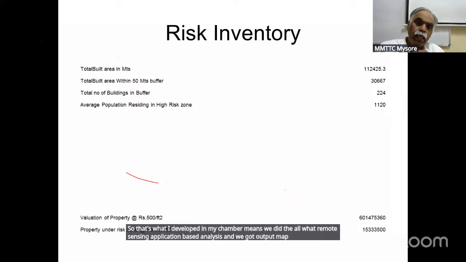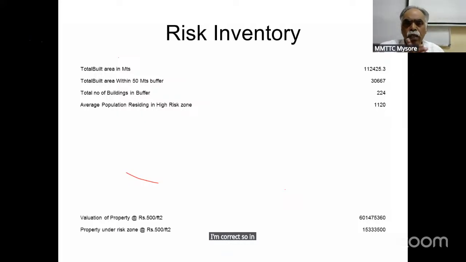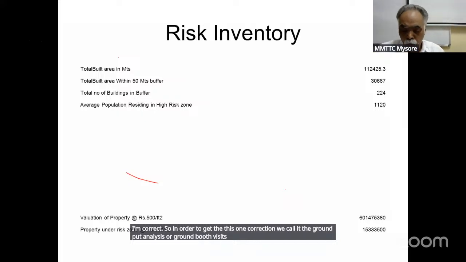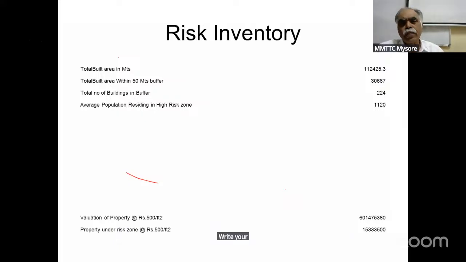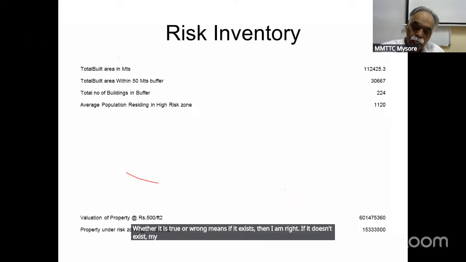We did all the remote sensing application based analysis, and we got an output map. And I wanted to know whether I'm wrong or correct. To get this correction, we call it ground truth analysis or ground truth visits. Only when we go to the spot can we find out if the result developed sitting here in Mysore, the driest place in Raichur Manvi Taluk, is true or wrong. If it exists, then I am right. If it doesn't exist, my entire research data and analysis is wrong. So I wanted to go and visit the spot.